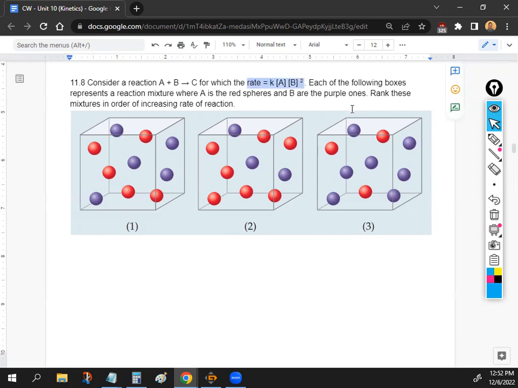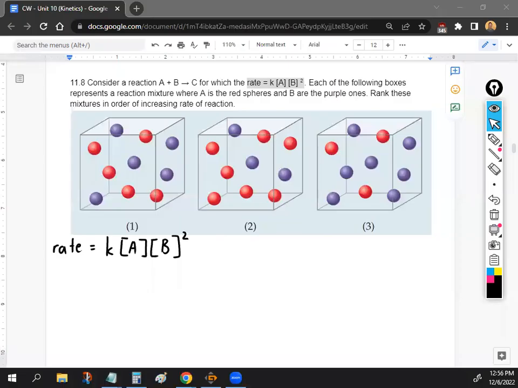Okay, so I have the rate law for you guys right here. Each of these boxes has a different concentration of red and purple. Okay, I want you guys to find out which one has the highest rate and the lowest rate. So take a few minutes to do that, and then after that, we'll go over it, make sure you guys understand how to use this rate law equation properly, okay?